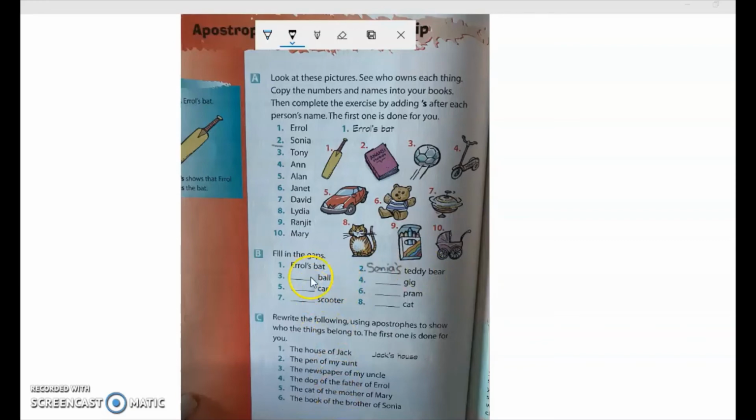While I explain how to do this one. So number 3. Number 3 is Tony, and Tony owns the ball. So this ball here is for Tony. On this line, I'm going to write his name because he's at number 3. But I will change it to the possessive form. So I'm going to write Tony, T-O-N-Y, apostrophe S, ball. Tony's ball. I need to add apostrophe S to show possession. So Tony's ball, right?